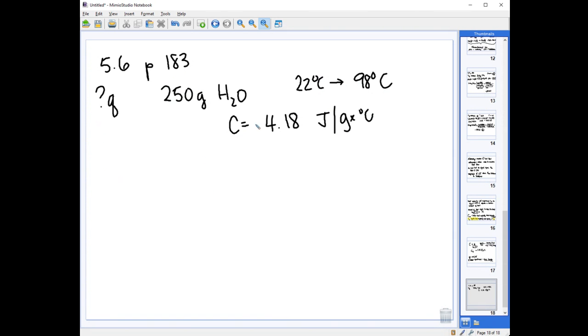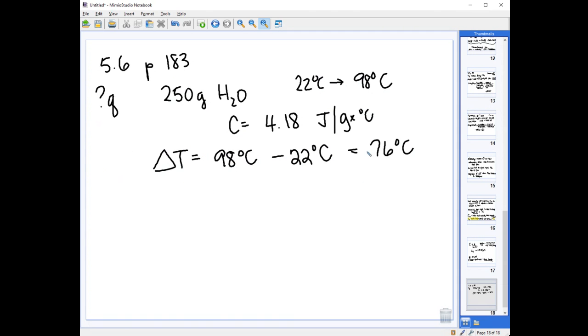So the first thing I've got to do is get my delta T. Remember, it's not just T, it's not just temperature, it's delta T. So I take my final temperature, which was 98 degrees Celsius, and I subtract my initial temperature, which was 22 degrees Celsius, and I get 76 degrees Celsius. Notice that number is positive.